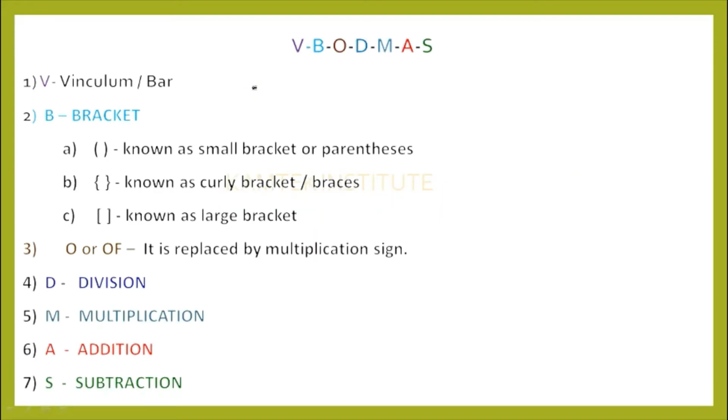Today we'll be talking about VBODMAS. Earlier we talked about BODMAS, so V is another term that has been added. It is called the bar or vinculum. We also know about the bracket which we studied earlier. There are 3 different types of brackets: the small bracket or parenthesis, then the curly bracket, and the large bracket. After this we have O, which is of. Then D is for division, M for multiplication, A for addition, and S for subtraction.